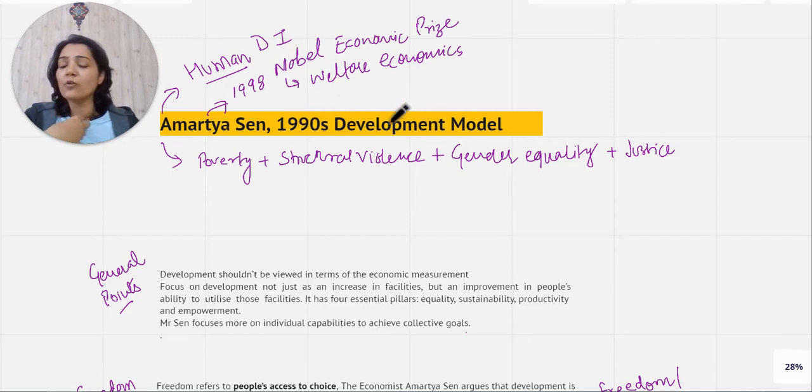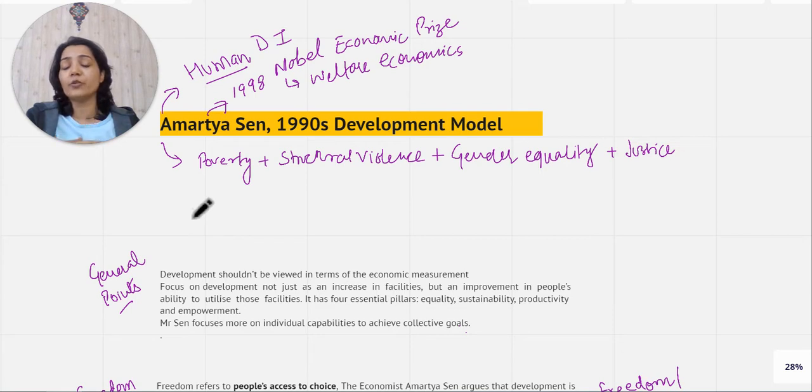He gave the idea that development should be measured on the basis of humanity, on the basis of the human index, rather than on the basis of growth. That was the first thing. And then he started saying that the focus on development should not be just to increase the facilities, but to improve people's ability to utilize those facilities. So people should be capable enough to utilize whatever facilities the government is providing to them.